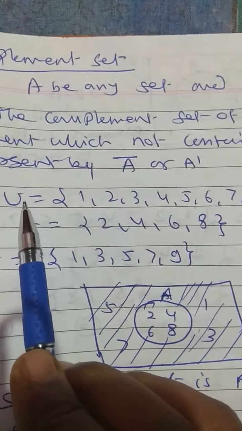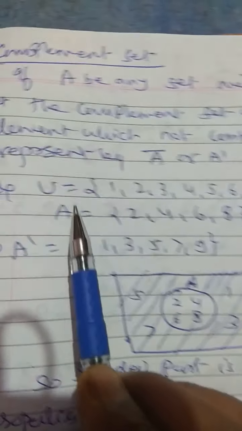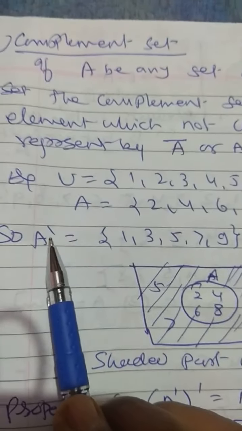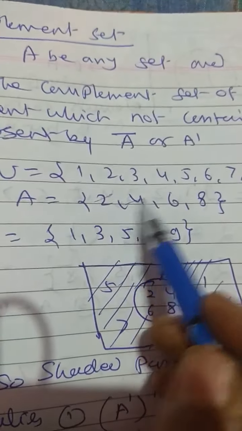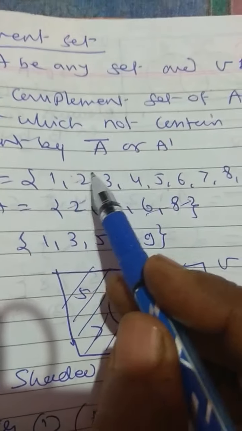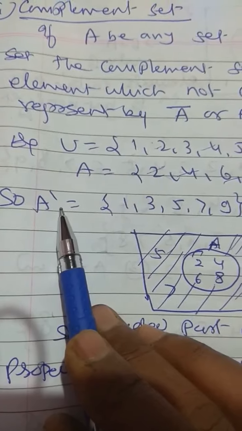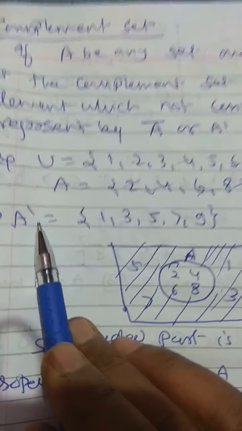We can give an example. U is equal to 1, 2, 3, 4, 5, 6, 7, 8, 9, and capital A having elements 2, 4, 6, 8. So what is A dash, either A bar? Whatever the elements in set A, 2, 4, 6, 8, we can subtract them, and the remaining part is 1, 3, 5, 7, 9. These are the elements contained in set A dash, either A bar, called the complement set.